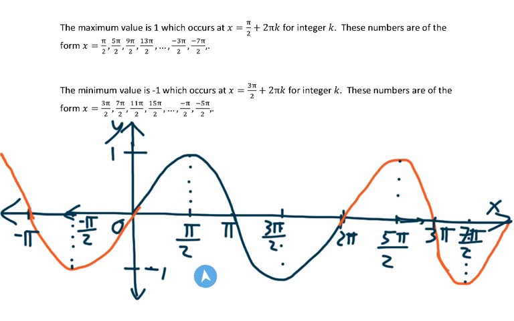So the maximum here, for instance, is at pi over 2. If we keep on adding 2 pi and keep on subtracting 2 pi, we're going to obtain all x values where the maximum occurs. And that's what we're doing here. And likewise, for the minimum, same idea. 3 pi over 2 is where the minimum occurs. And to get all the others, we just add and subtract 2 pi indefinitely. We keep on doing that to get all locations where the minimum occurs.